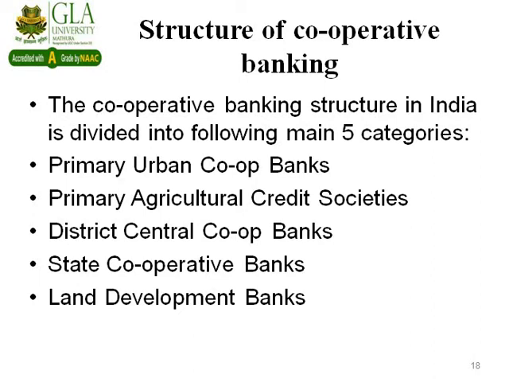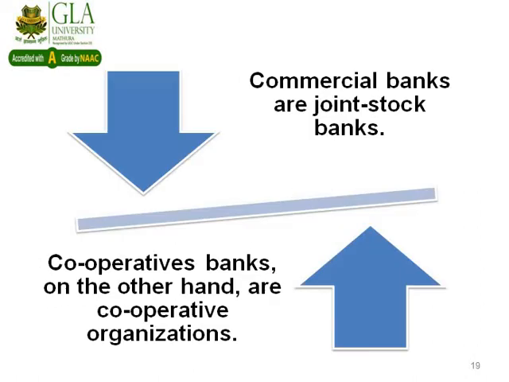Now, these are a few of the structural differences that we talked about, but what we are going to do next is have a clear-cut demarcation of the differences between commercial banks and cooperative banks. Commercial banks are joint stock banks, right? Whereas cooperative banks, on the other hand, are cooperative organizations.